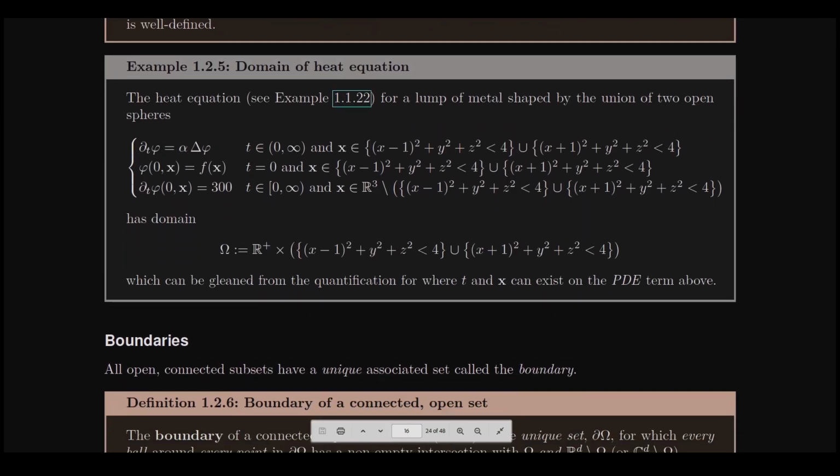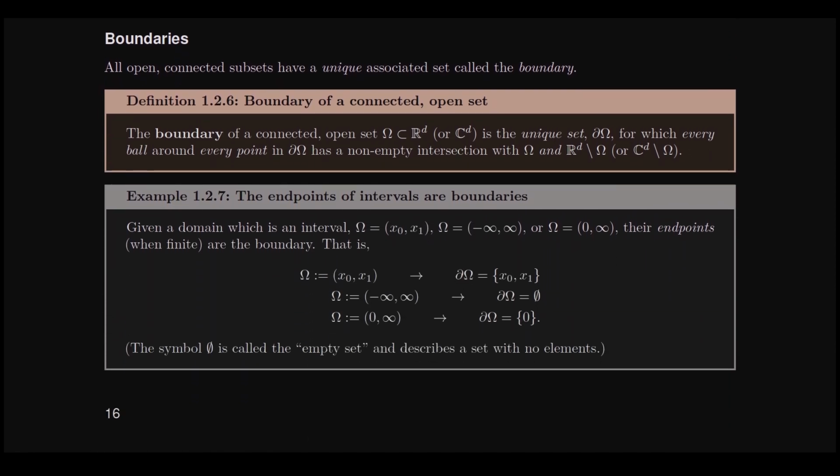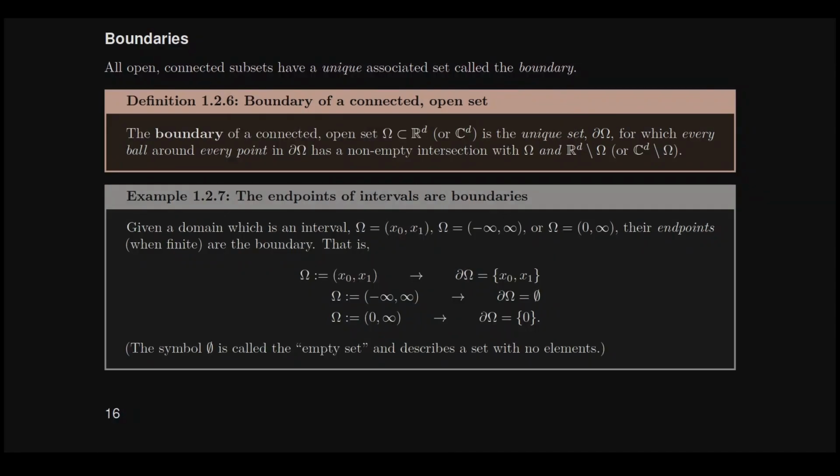Okay, so that's a visual idea of the domain, and then we'll talk about the boundaries, because the boundary is actually what's really important when we're talking about these outward normal derivatives. So the boundary of any connected open set is going to be the unique set, and here we have a special new notation, partial omega. Okay, so it's a new notation. It looks like a partial derivative. It's not actually a partial derivative, but it looks like it. It's called partial omega, or the boundary of omega, for which every ball around every point in the boundary has a non-empty intersection with both omega, the domain I care about, as well as what's left over.